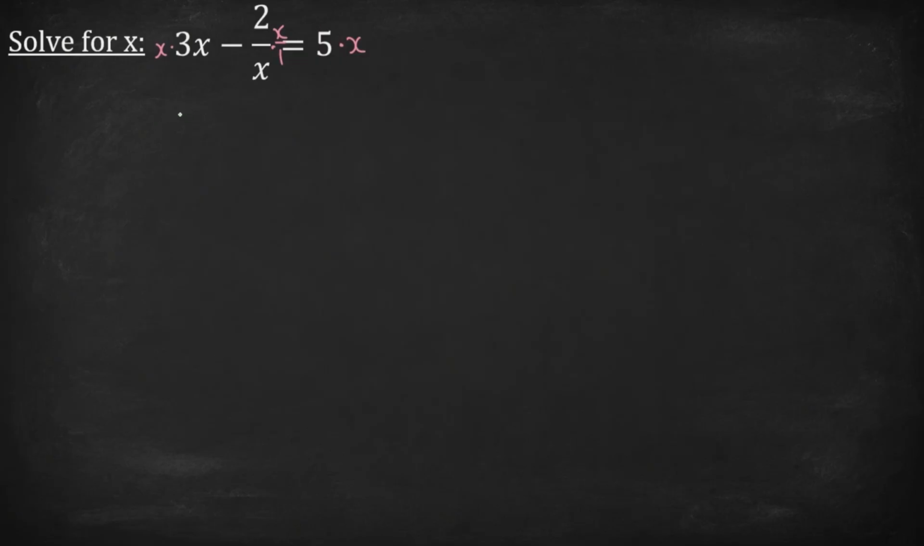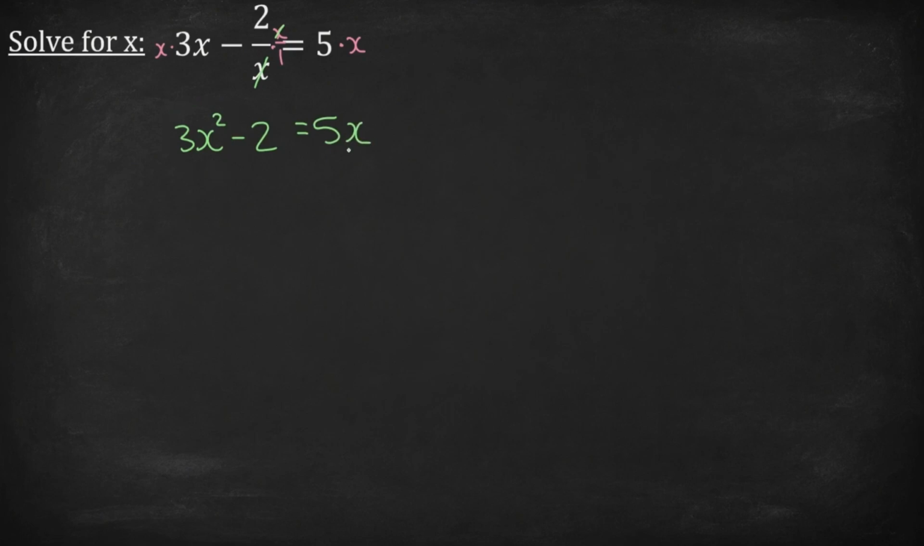Let's rewrite this equation. I'm going to multiply this x by 3x, and that gives us 3x squared. And in this term, I'm multiplying two fractions. That means I'm allowed to cross-cancel. And that leaves us with 2. And equal to 5 times x is 5x. Can you see we have a quadratic equation?